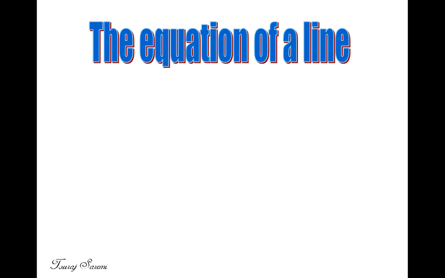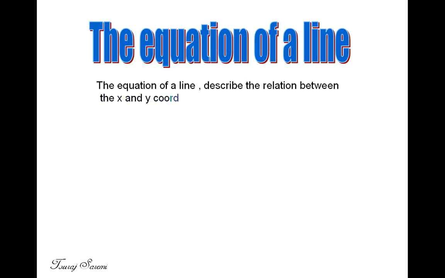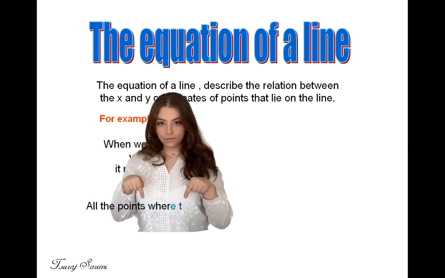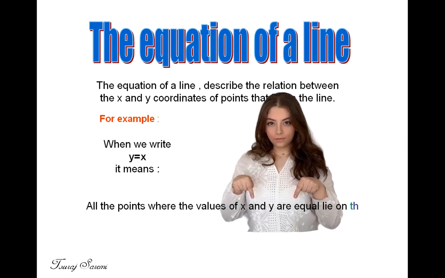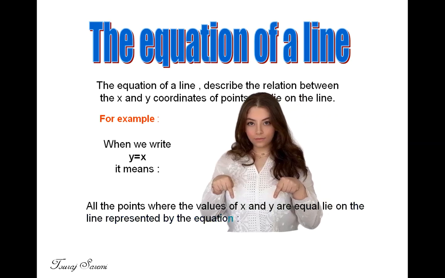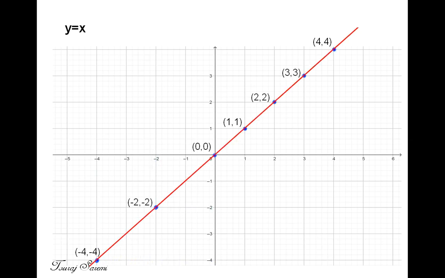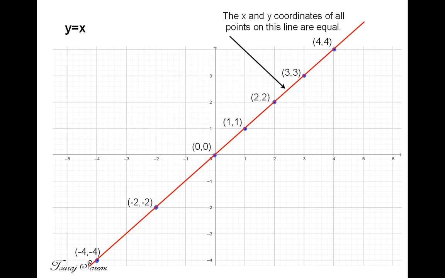The equation of a line. The equation of a line describes the relation between the x and y coordinates of points that lie on the line. For example, when we write y equals x, it means all the points where the values of x and y are equal lie on the line represented by the equation y equals x. The x and y coordinates of all points on this line are equal.